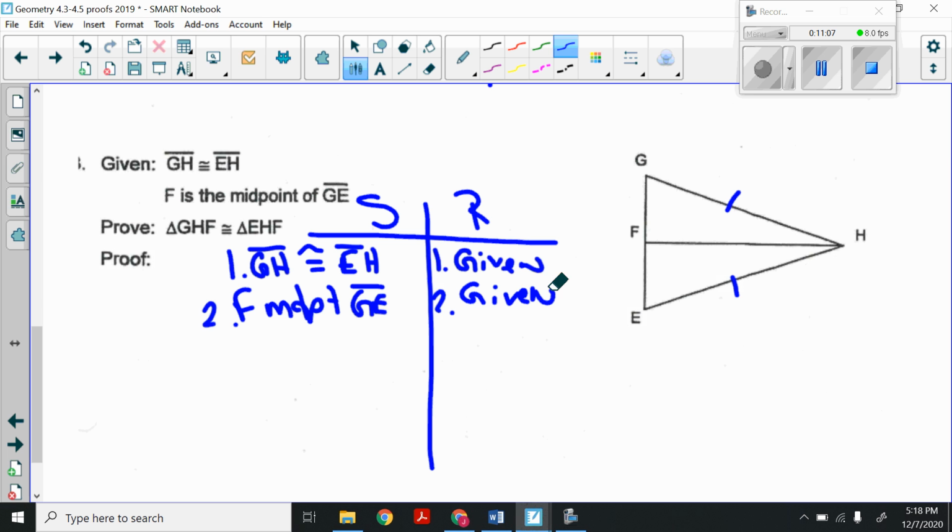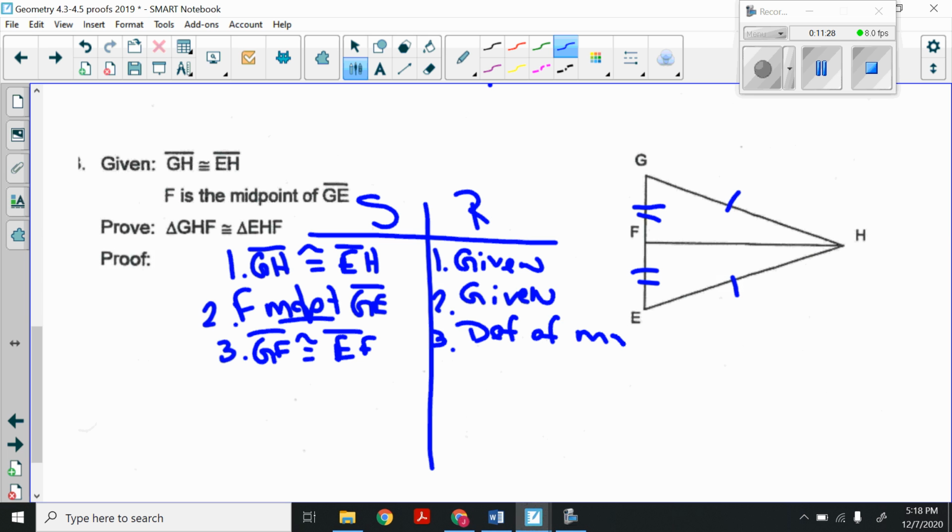So now I need to come over here and mark that. What does that mean? Midpoint means it's in the middle. So if it's in the middle, that means both sides are the same. So I could say GF is congruent to EF because that's what we marked. How did I know that? They gave me the vocab word midpoint. So remember, definition of that vocabulary word, midpoint. I now have two things marked in my picture, but I know that is the same because they share it.